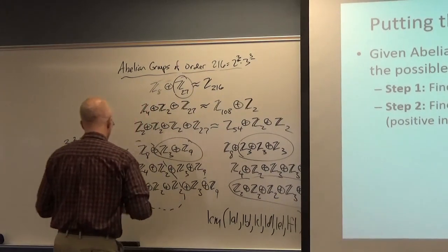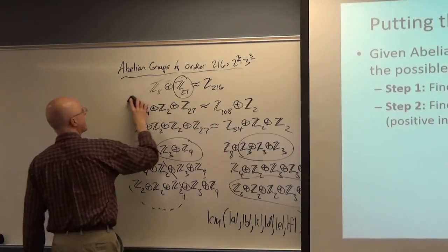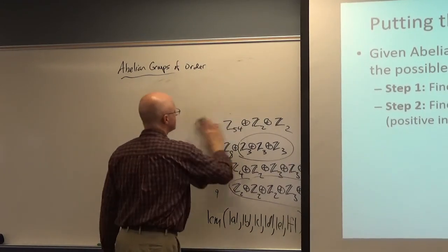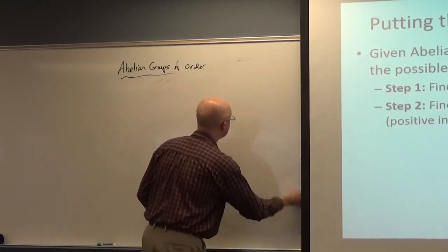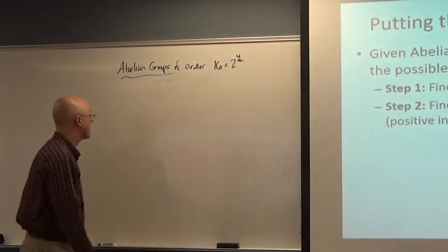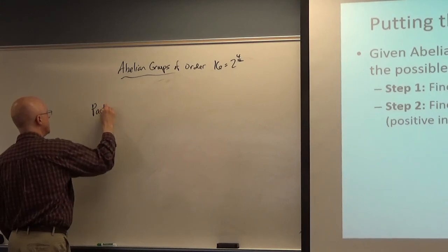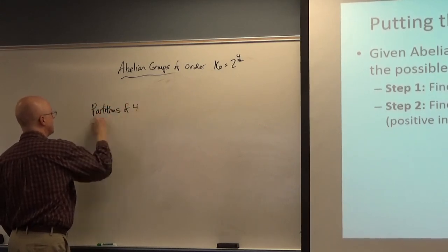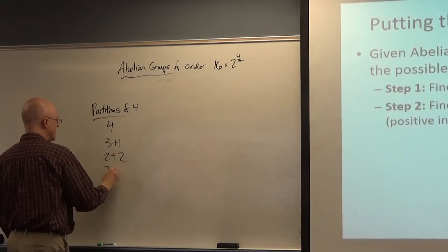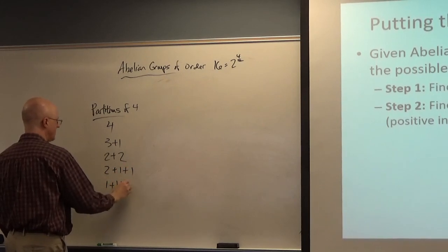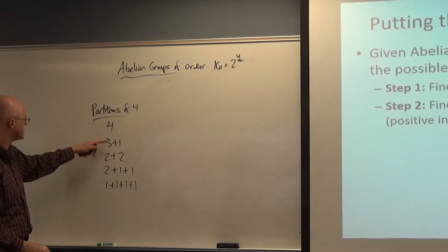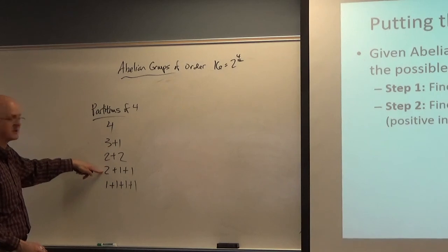What if the exponent was 4? What if we were thinking about the abelian groups of order 16, for example? So 4 is the exponent that we're talking about here. What are the partitions of 4? There's 4 itself, there's 3 plus 1, there's 2 plus 2, there's 2 plus 1 plus 1, there's 1 plus 1 plus 1 plus 1. There are 5 partitions of 4. 1, 2, 3, 4, 5. Order doesn't matter. 1 plus 3 is considered to be the same as this. 1 plus 1 plus 2 is the same as that.